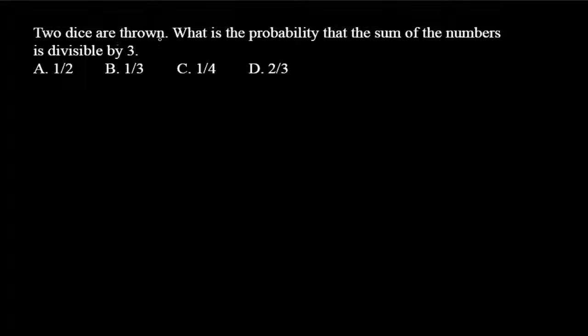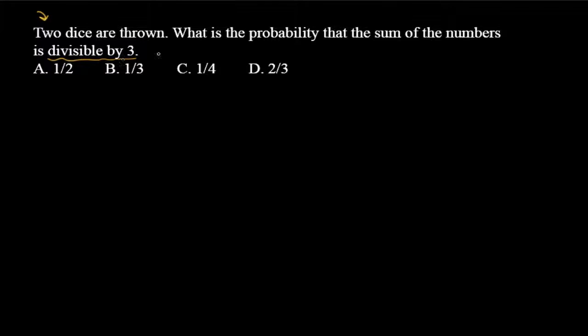Well, to do this problem, you recall that a die has 6 faces, and each of the faces is numbered 1, 2, 3, 4, 5, and 6. That's what we know about a die. But then we're taking into consideration 2 dice. Two dice are thrown, and we are told to find the probability that the sum of the numbers that appears on the faces of the 2 dice is going to be divisible by 3. So how do we do a problem like this?